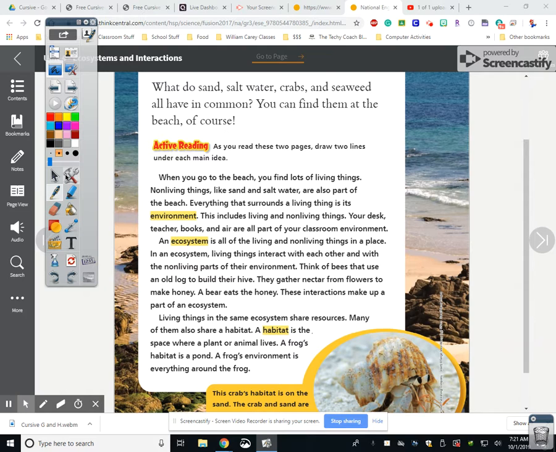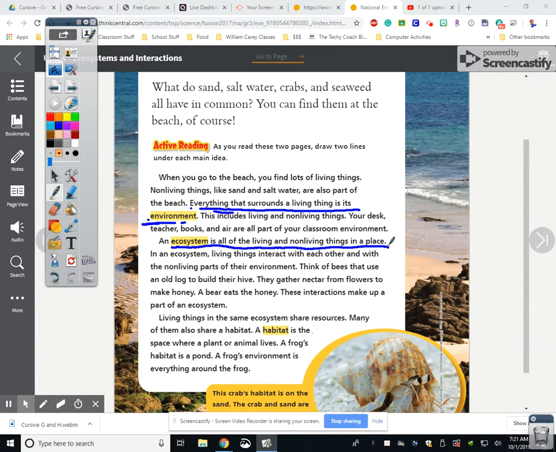Everything that surrounds a living thing is its environment. So I want you to underline that. Everything that surrounds a living thing is its environment. This includes living and non-living things. Your desk, your teacher, your books, and air are all part of your classroom environment. An ecosystem, underline this, is all the living and non-living things in a place. In an ecosystem, living things interact with each other and with the non-living parts of their environment.